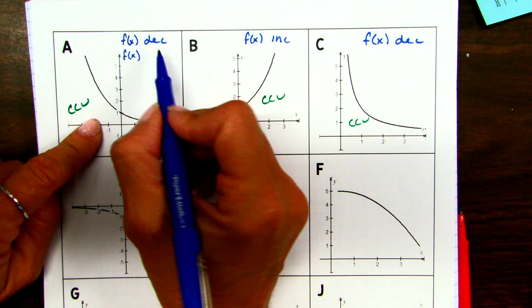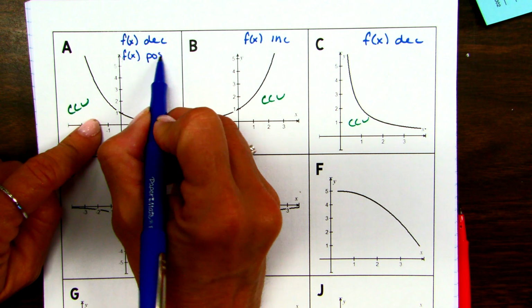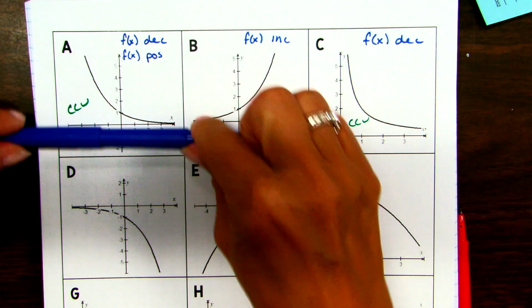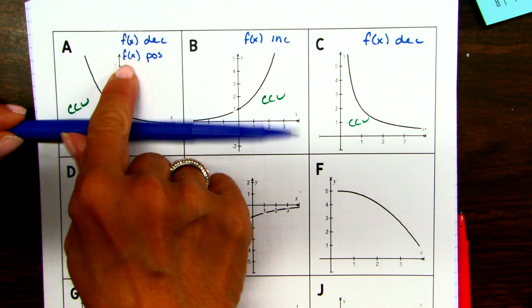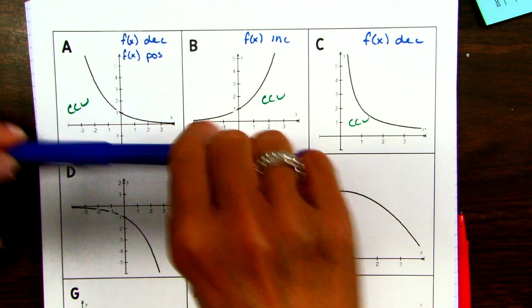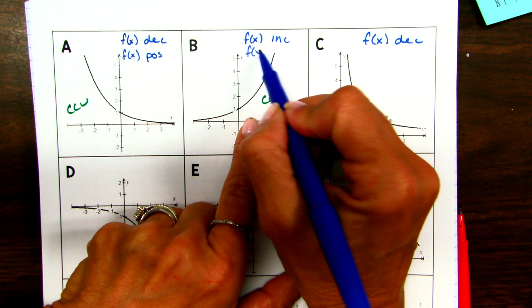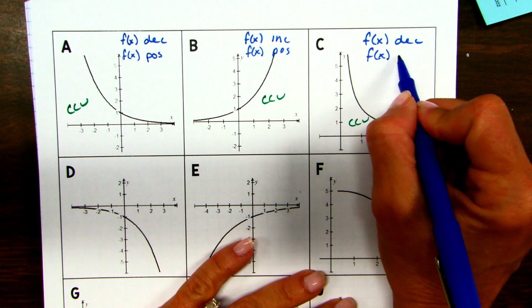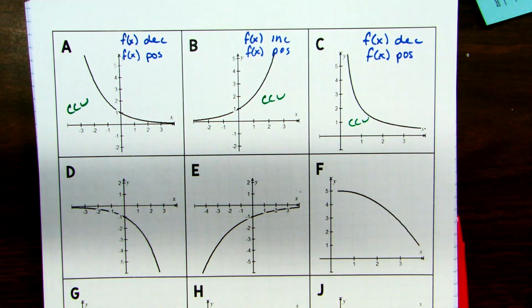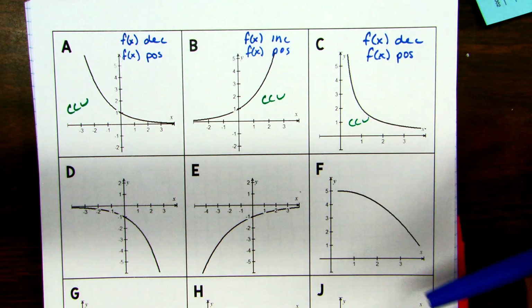Positive or negative? It's positive. What that means is above the x-axis. All my points, my y values, my f of x are positive. Same thing here, and it happens to be the same thing here. All of the graphs are above the x-axis. f of x is positive.